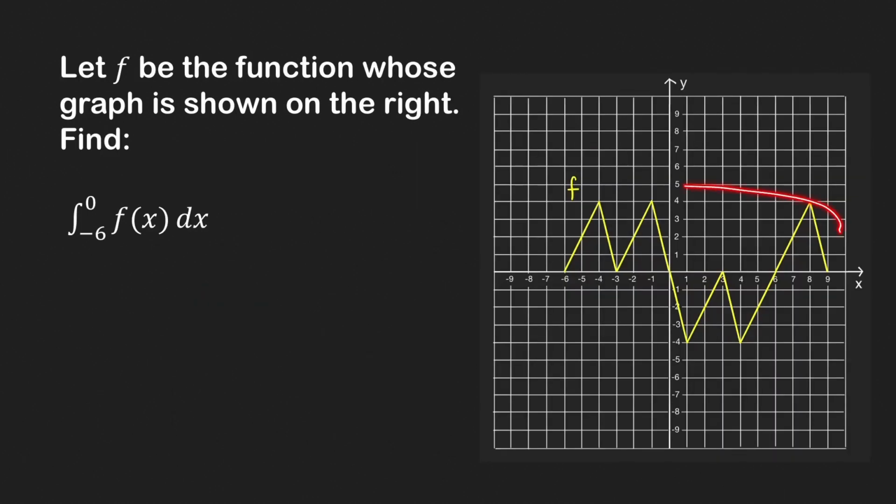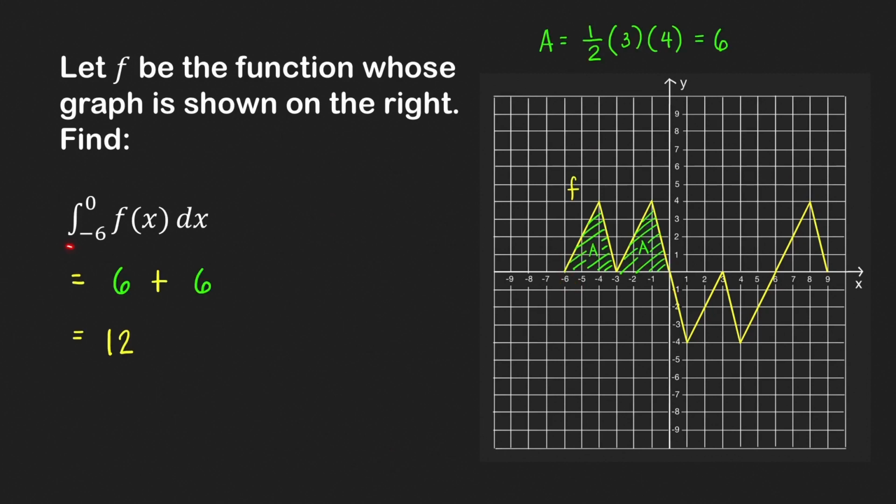Suppose this is the graph of our function f, and we want to evaluate the definite integral from -6 to 0 of f(x) dx. Take note that these are congruent triangles, so they have the same area. Looking at the range of our x values, we're integrating from -6 to 0, so we're considering this closed interval here.